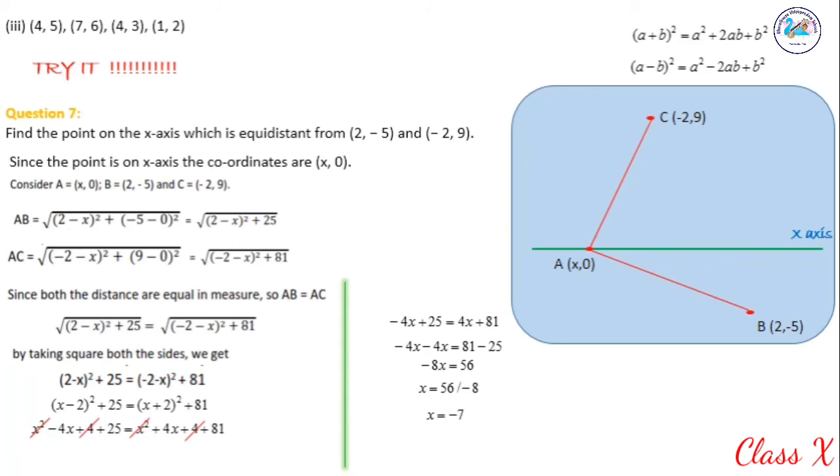Therefore the point is (x, 0) was our assumption. So x we have got now, that is minus 7. So the point is (minus 7, 0). So hope it is clear.